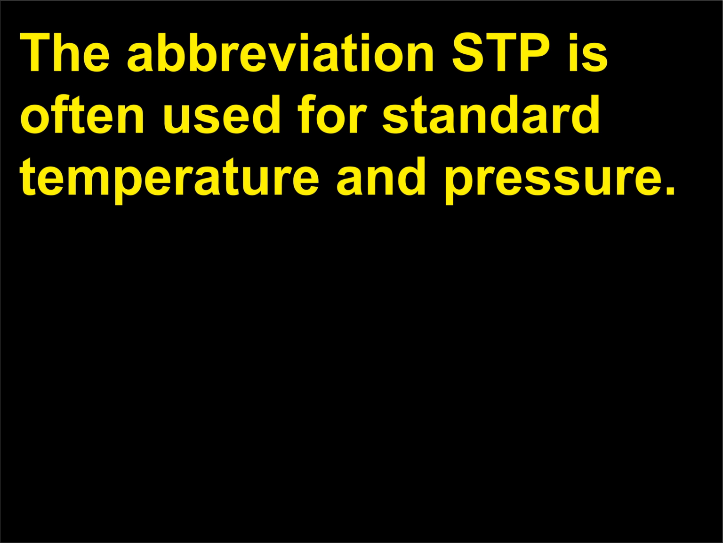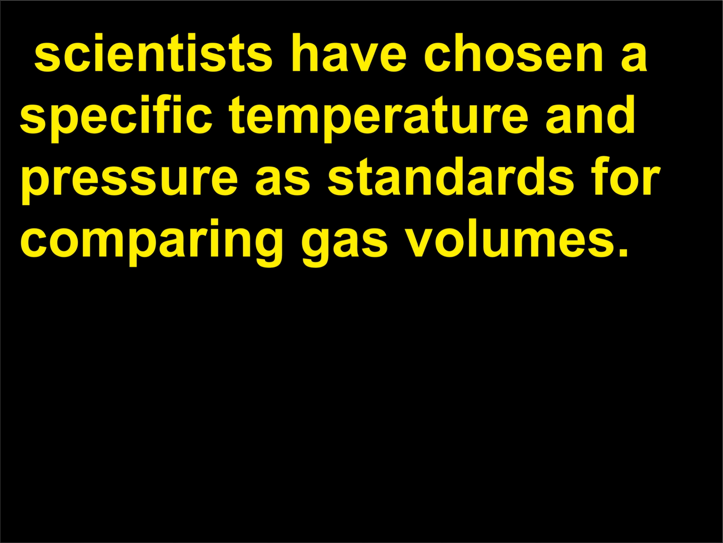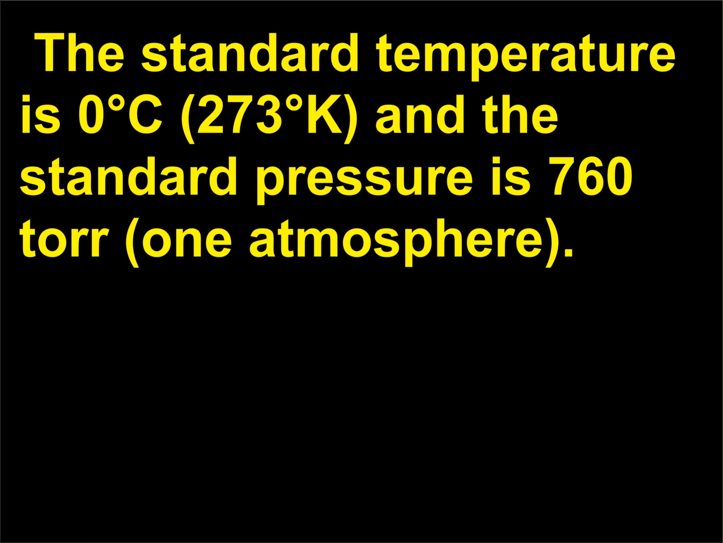The abbreviation STP is often used for standard temperature and pressure. As a matter of convenience, scientists have chosen a specific temperature and pressure as standards for comparing gas volumes. The standard temperature is 0 degrees Celsius, 273 degrees Kelvin, and the standard pressure is 760 torr, 1 atmosphere.